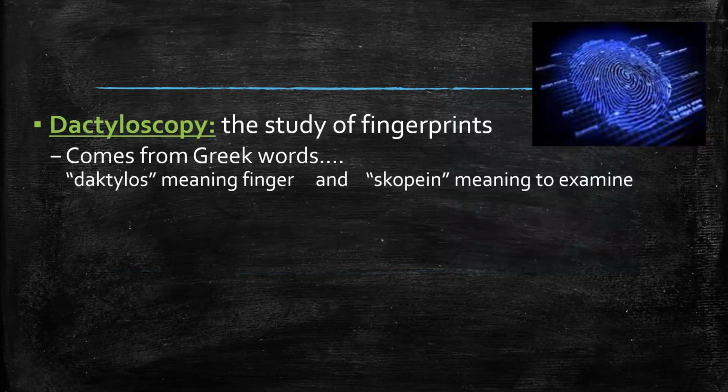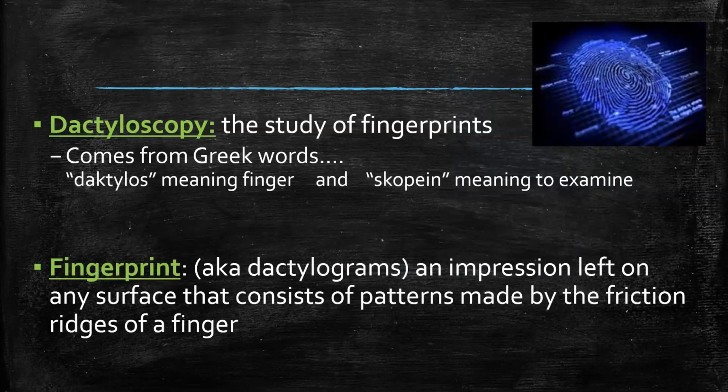So first off, the official word for the study of fingerprints is called dactyloscopy, and it comes from two Greek words. First off, dactylos, which means finger, and scopian, which means to examine. So dactyloscopy is to examine the fingerprint, therefore the study of it. And a fingerprint officially is called a dactylogram, defined as an impression left on any surface that consists of a pattern made by the friction ridges of a finger.